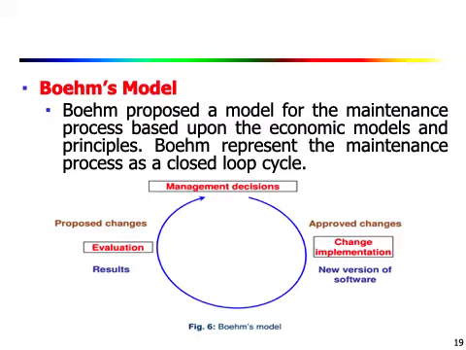So once the management decides whether to approve this change or not, and if they approve the changes, only then are you going to implement this change. Then the change implementation occurs and a new version of the software will be developed, and again the result will be evaluated or analyzed, and again you find some kind of changes, and these proposed changes will be given to the management for further decision, and this is a closed loop cycle. Okay, that is Boehm's model, which is an economic model.